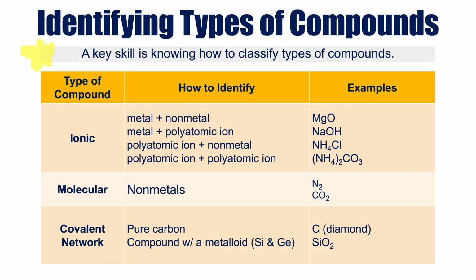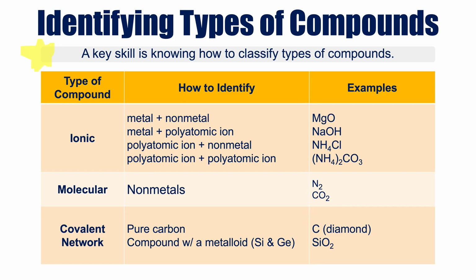In the last unit, we looked at how to identify something as being ionic. It could be a metal-nonmetal combination like magnesium oxide, a metal-polyatomic ion combination like sodium hydroxide, a polyatomic ion-nonmetal combination like ammonium chloride, or a polyatomic ion plus a polyatomic ion like ammonium carbonate. Now we need to add molecular compounds and covalent network compounds as well.